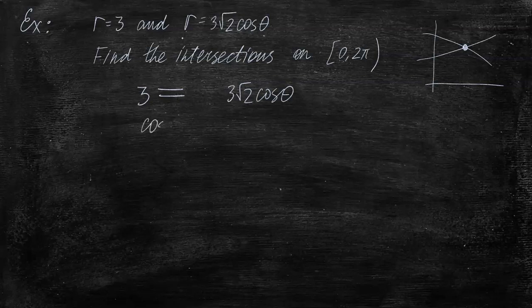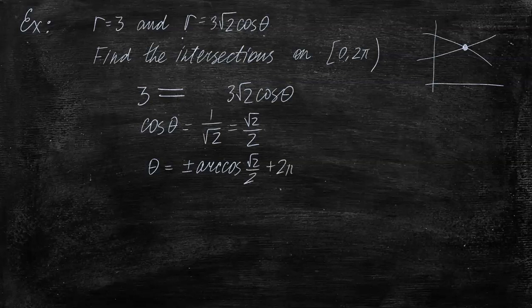So in this case, we have a very simple trigonometric equation. So cosine of theta is equal to 1 over rad 2, or rad 2 over 2. And theta will therefore be equal to plus minus arc cosine of rad 2 over 2 plus 2 pi k. So arc cosine of rad 2 over 2 is just pi over 4. So we technically have infinitely many solutions, but remember, we're only looking on this interval.